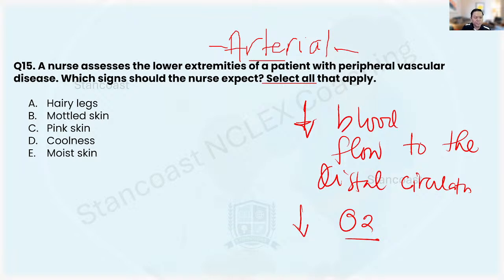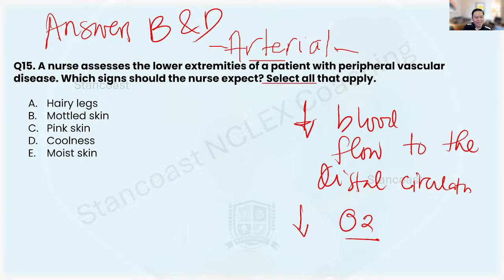We're talking about arterial this time, so what would be your options? Okay, so the correct answers here, guys, are letter B and letter D. There is mottled skin and coolness. Remember about the arterial PVD? There will be hair loss instead. So A is going to be eliminated. Hair loss, not hairy legs.